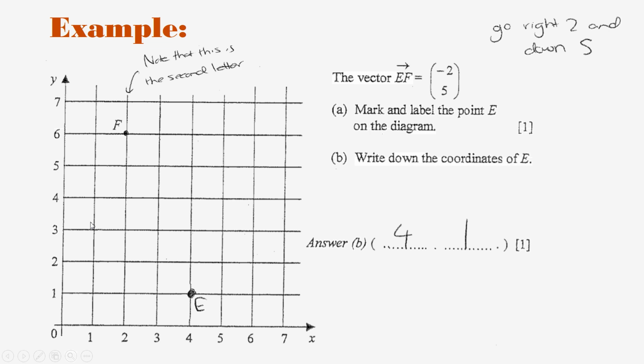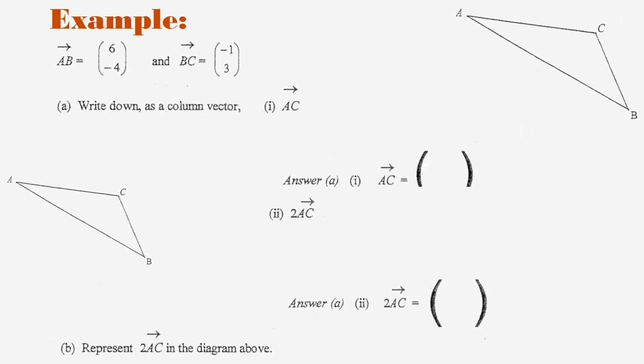So you can see how this kind of unit relates a little bit to coordinate geometry. Some more tricky examples. We've got vector AB here, which is (6, -4). You can call that a column vector or a component vector. Column vector, component vector, same thing. So if you want to write in brackets component vector, that means the same thing. AB is (6, -4).